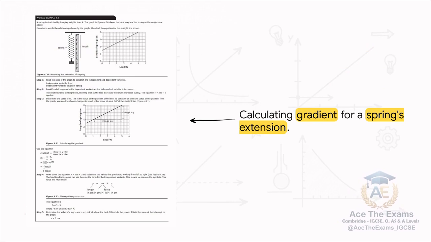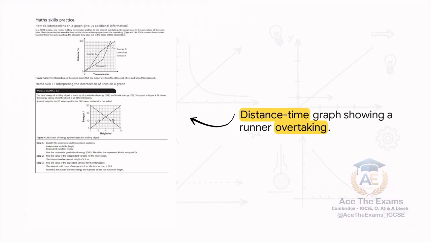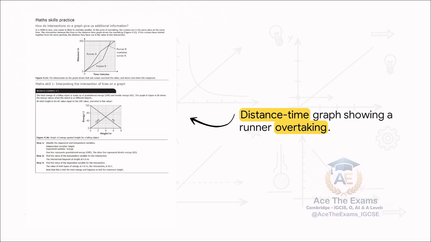Welcome back. Now let's tackle Section 4, Intersections and Areas, where we solve complex, multivariable scenarios. Imagine a grueling 4,000-meter race featuring 2 athletes, runner A and runner B. If we track their progress on a distance time graph, eventually those 2 lines are going to cross.